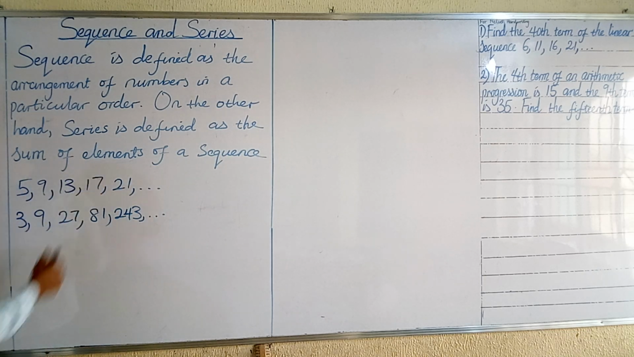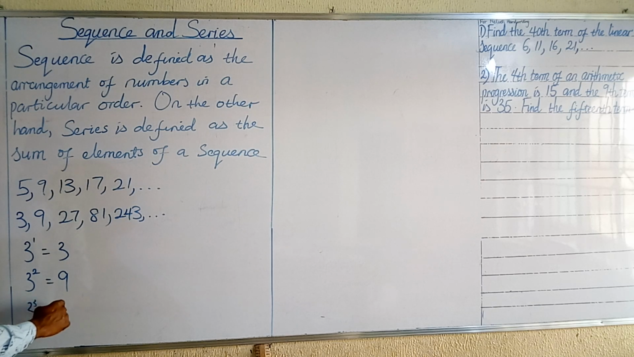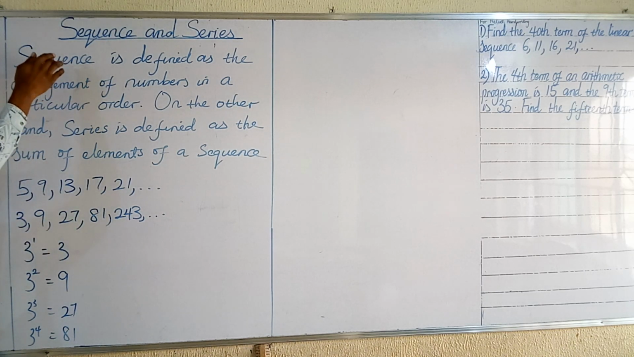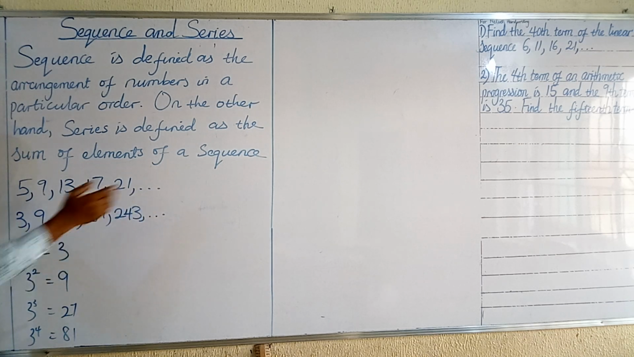Because if we are to write this, it will be what? The first one is 3 raised to the power 1. That will give us 3. The second one is 3 raised to the power 2. That will give us 9. This one will be 3 raised to the power 3. That will be 27. 3 raised to the power 4 will be 81. You can see that they are exponents. So this type is a particular sequence known as exponential sequence.